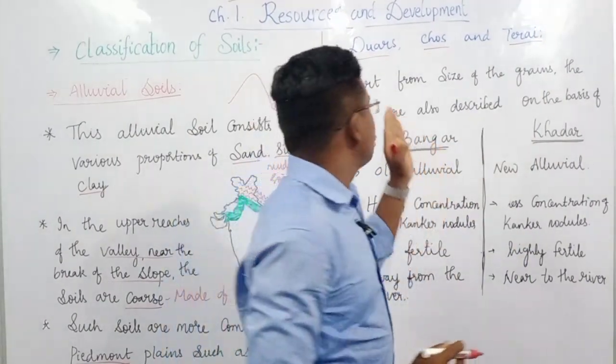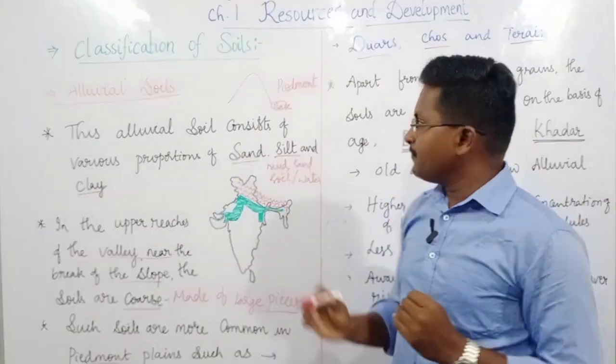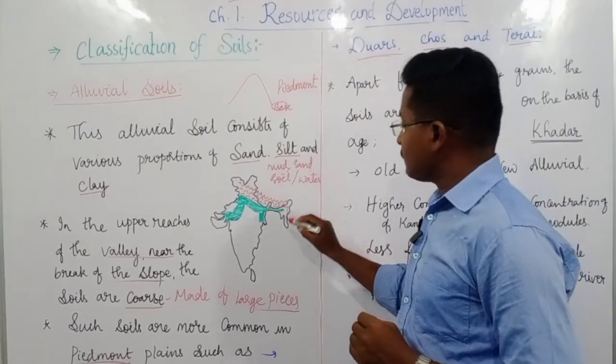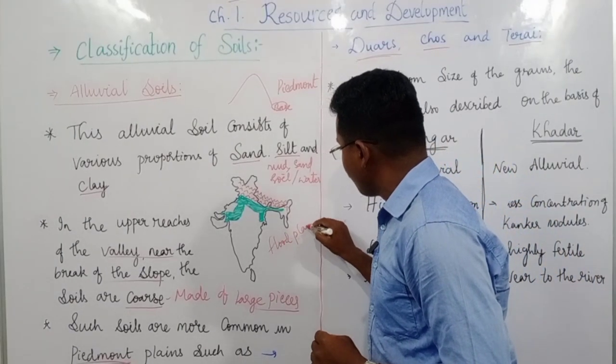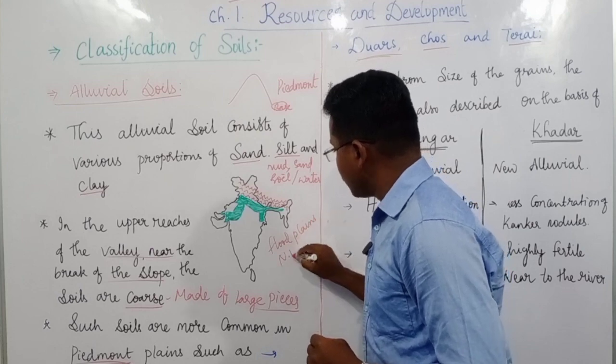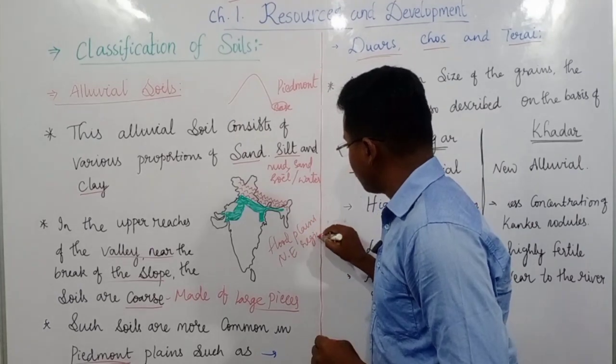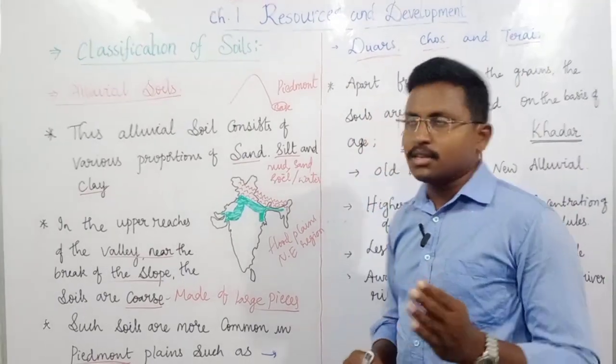What do you mean by these duars, chos and terai? Duars means, you can say, the flood plains of the northeastern region. Flood plains of the northeastern region, we call them duars.